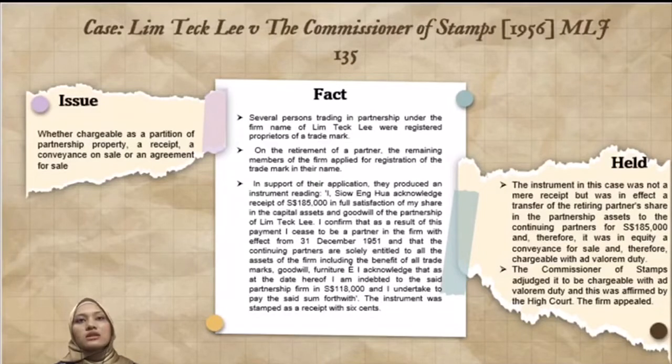The instrument was stamped as a receipt with 6 cents. Held: the instrument in the case was not a mere receipt, but was in effect a transfer of the retiring partner's share in the partnership assets to the continuing partners for 185 Singapore dollars, and therefore it was in equity a conveyance for sale and therefore chargeable with ad valorem duty. The Commissioner of Stamp charged it to be chargeable with ad valorem duty, and this was affirmed by the High Court. The firm appeals.